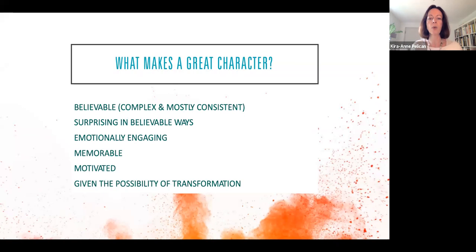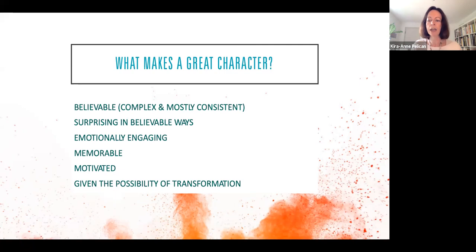Well, I think that what they have in common is, first of all, they are believable. I'm clearly not the first person to say this. They're believable, they're complex and mostly consistent, and I'm going to be talking about what I mean by that shortly. They're also surprising in believable ways, as E. M. Forster has said. They are, of course, emotionally engaging. We engage through our stories emotionally, so they must be emotionally engaging to pull us in.